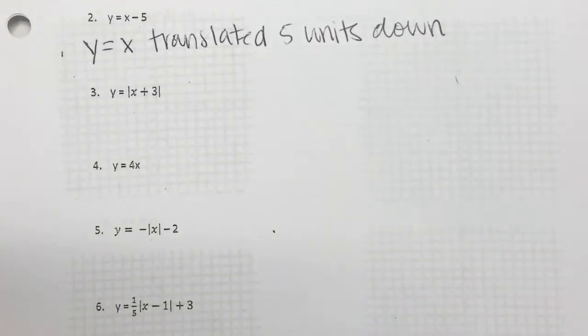Any questions on that one? All right, number 3. Is that 3 grouped with the x or on the outside? Grouped with. So it's moving it in which direction? Left or right? What do you think it would be moving? Which direction? Right, because it's positive, right?